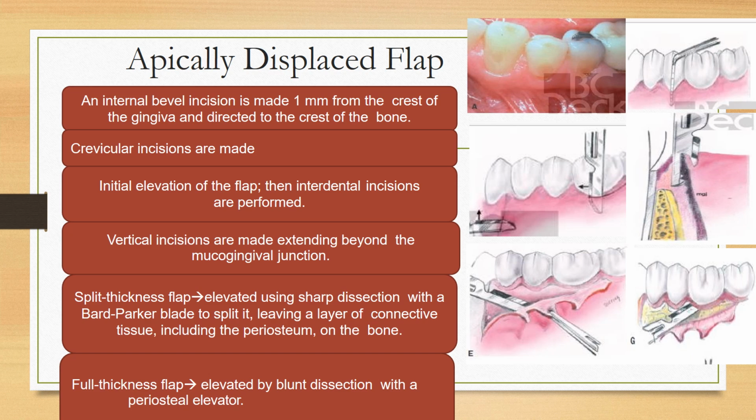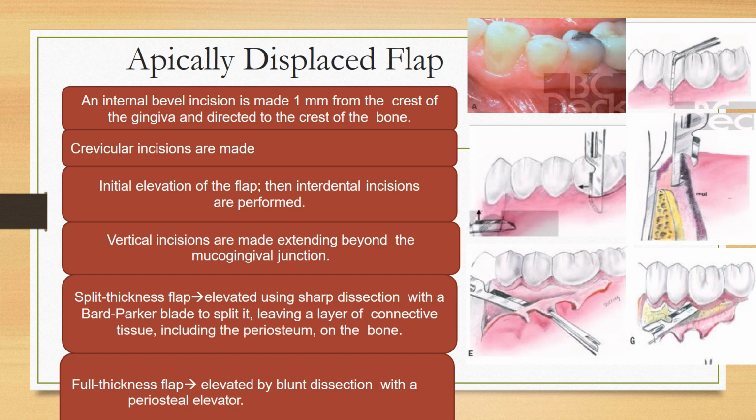So coming to the apically displaced flap, this technique uses either a partial thickness or full thickness apically positioned flap to increase the zone of attached gingiva. An internal bevel incision of 1 mm can be made from the crest of the gingiva and directed to the crest of the bone. You can see there the 1 mm gingival margin. This is the internal bevel incision, at 40° to the tooth surface.